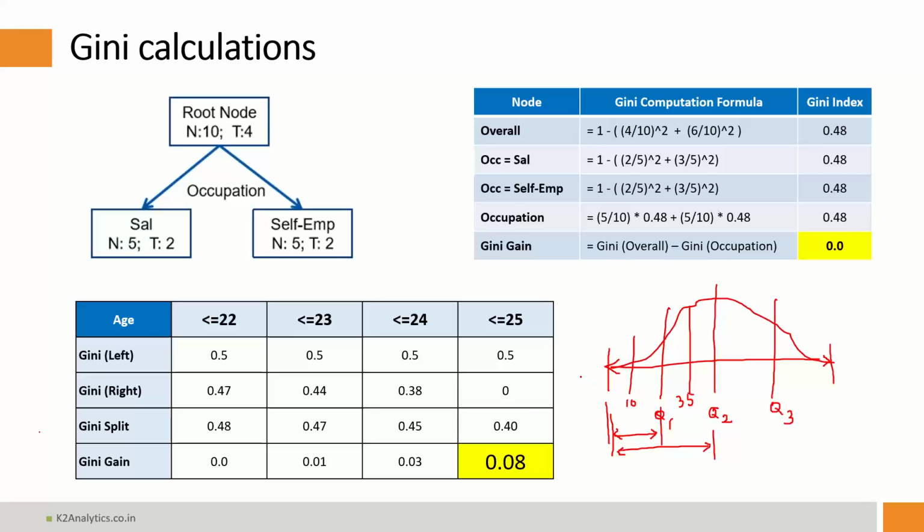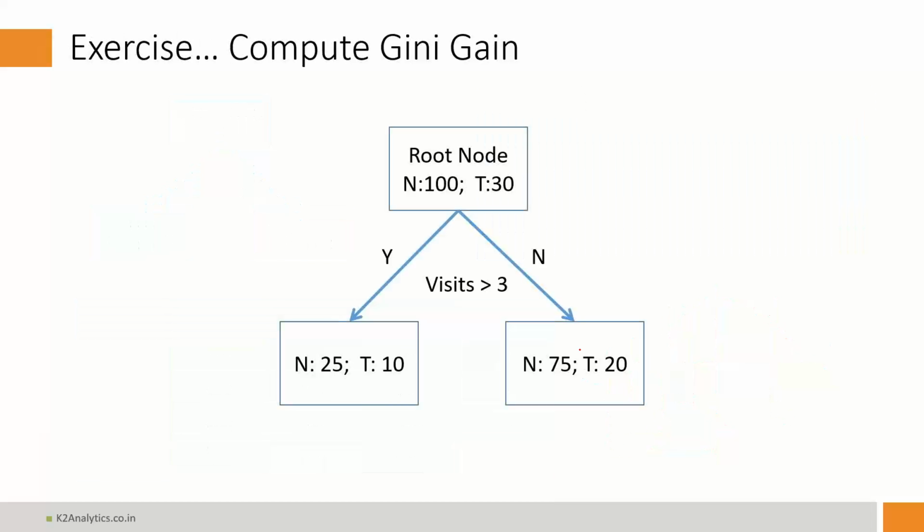So I have a problem statement for you. This is a classification tree, root node split into 2 child. The problem is you have to calculate Gini of the root node, Gini of the left child, Gini of the right child, find out what is the weighted average of the child nodes, and then compute Gini gain. So I'll keep this screen for a while so you can focus on the screen and do the calculations.